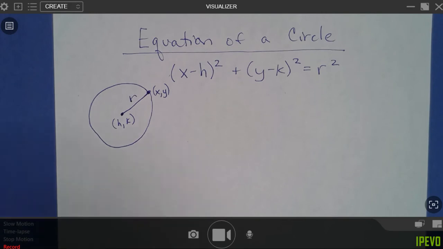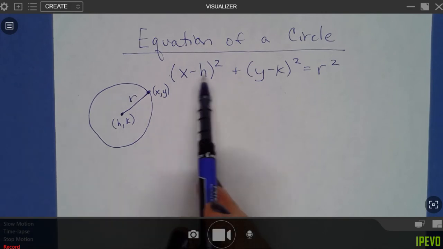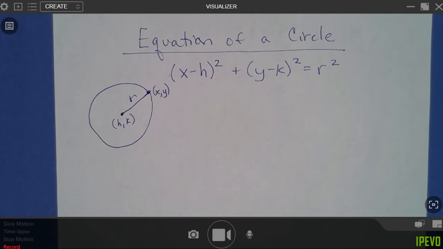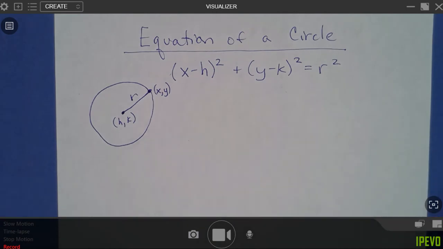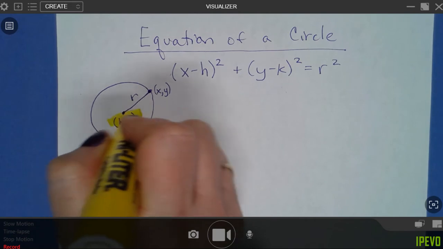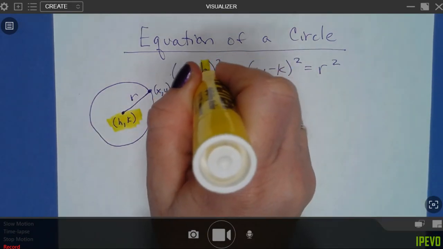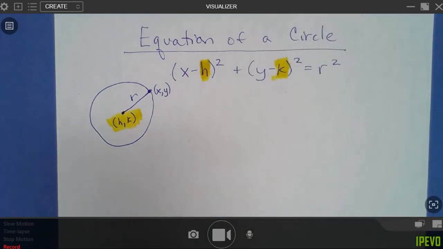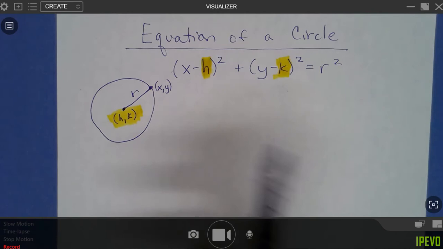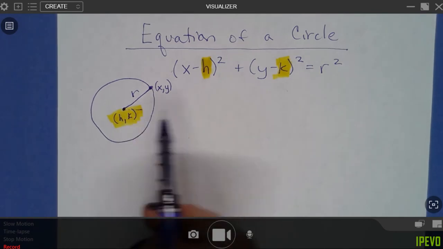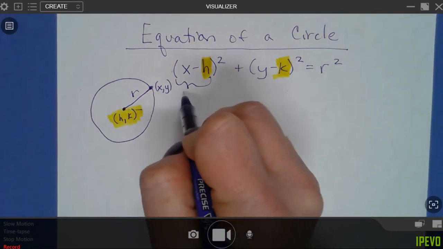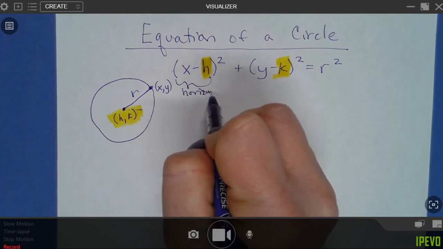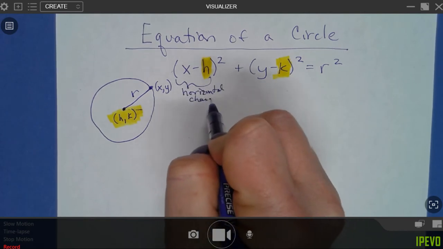And we found how the distance formula relates to the circle. So I'm just going to highlight important parts of the equation of a circle. The center of our circle, the H and the K here, right? X minus H, the horizontal change. Y minus K represents our vertical change. So if I was looking from here to here, this is X minus H. That is my horizontal change. Or if you remember your run from slope, right?